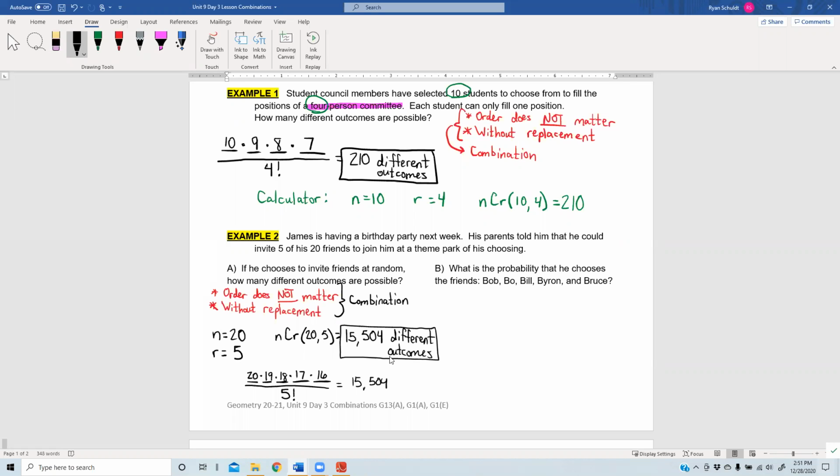So part B, what's the probability that he chooses the friends Bob, Bo, Bill, Byron, and Bruce? B, B, B, B. Anyways, probability he picks Bob, Bo, Bill, Byron, and Bruce. Well, let's see. How many outcomes is this? If he picks these, how many outcomes is that? This is only one outcome.